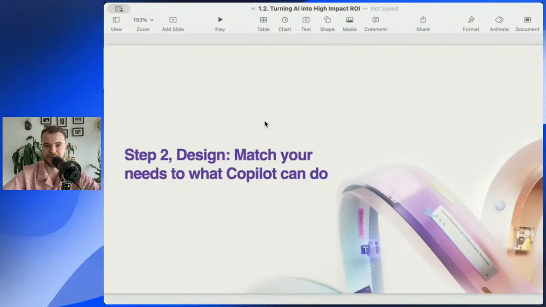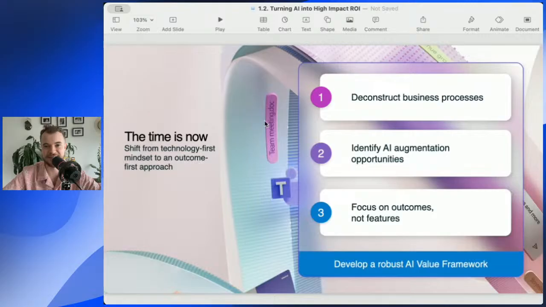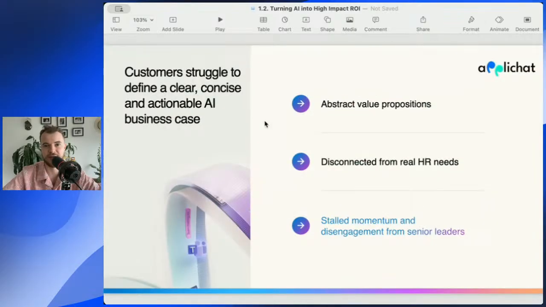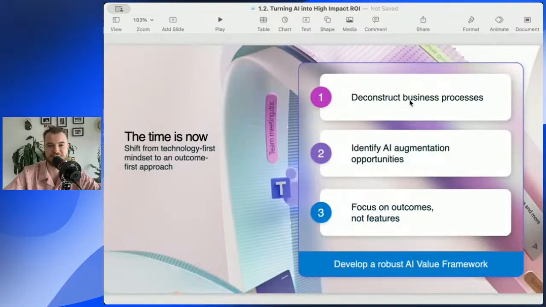So I'm going to recap this section. What are we talking about here? It's how you can use Microsoft Copilot. The first step is diagnosing. So you need to build a value framework and a business case to do it. How do you do that?